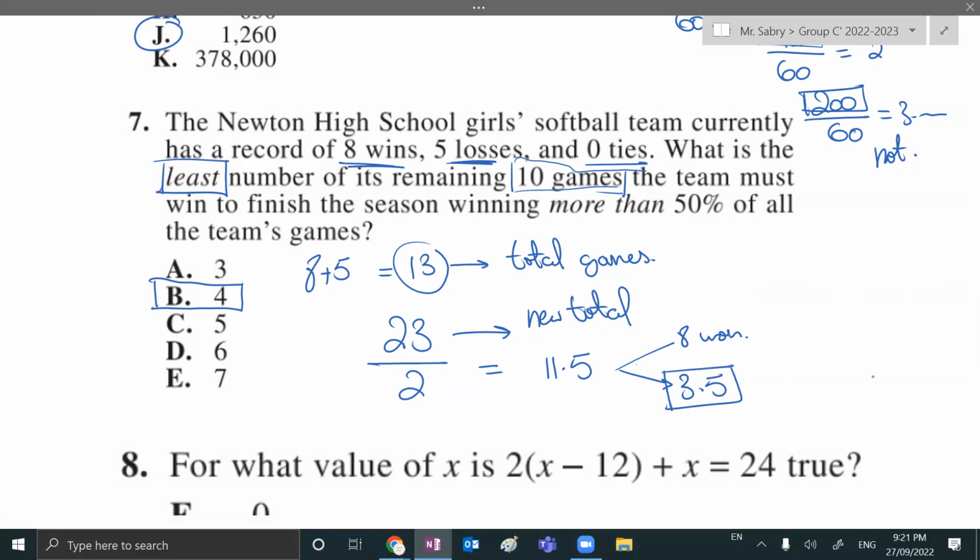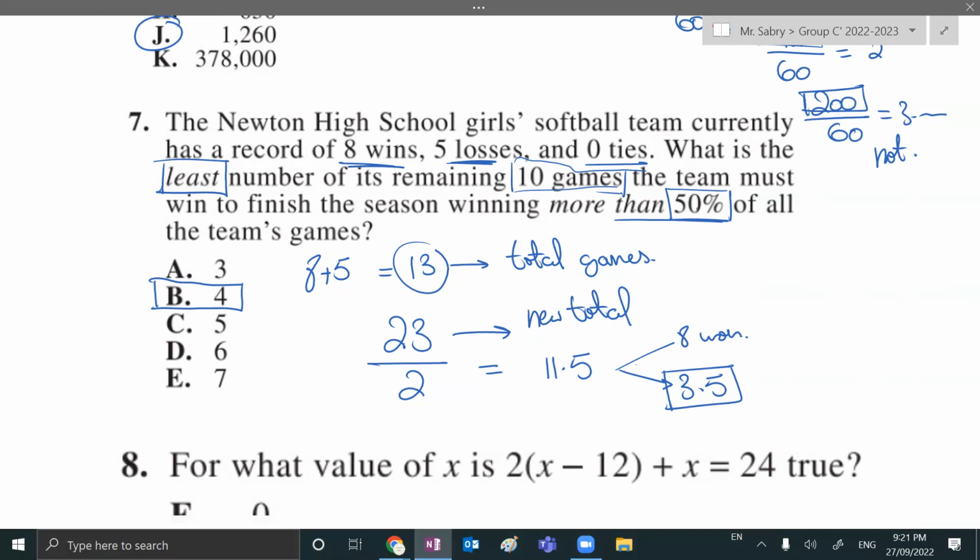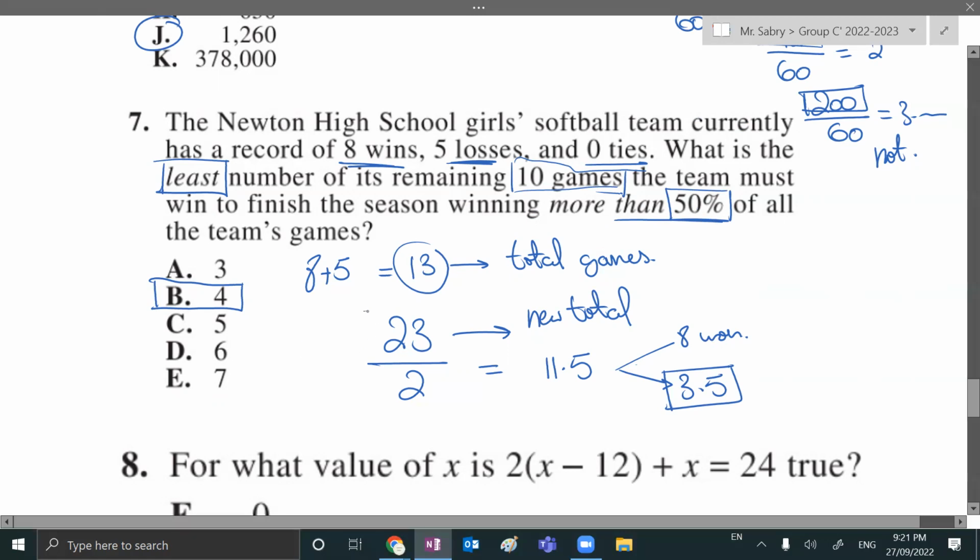Yes. Please. Well, why did we divide by 2? Because they said that they need to finish the season winning more than 50% of all the team's games. So I wanted to know what's 50% of the games أصلا. How can I know that? يعني 23 ده 100% فاحنا عايزين الهاف بتاعها. بالظبط كده. That's why the 23 is the new total number of games.